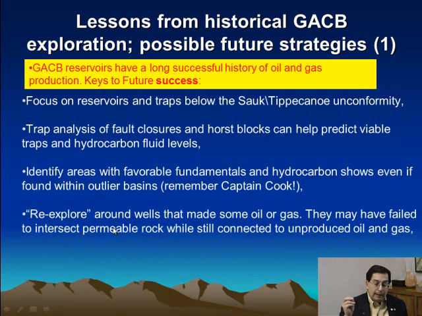I think that it's important to explore around wells that made some oil or gas. They may have failed to intersect permeable rock, but still be connected to unproduced oil and gas. An example of that would be Maben Field, where the Texaco well had very minimal decline over a long period, indicating that it was connected to a larger tank.